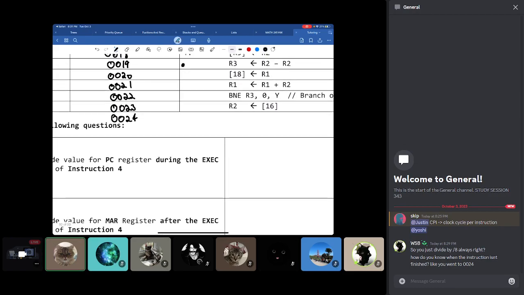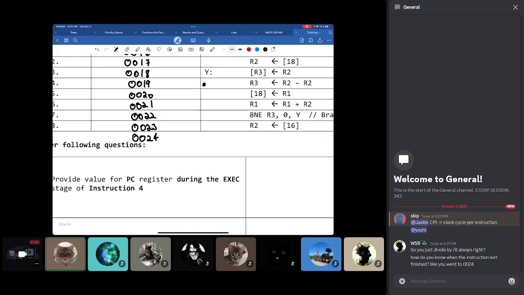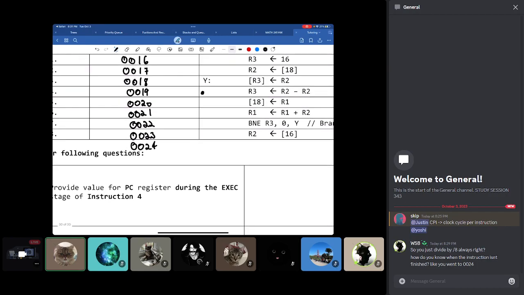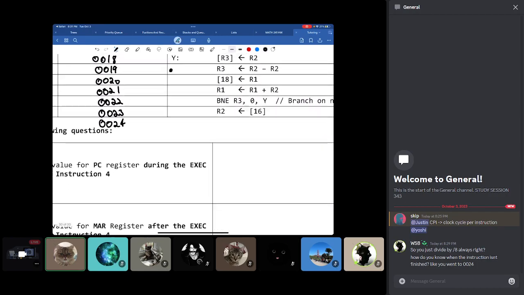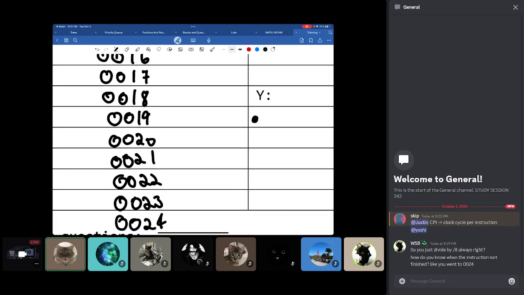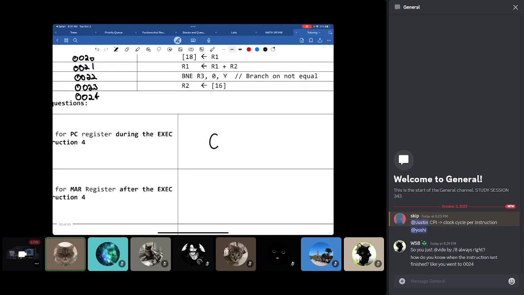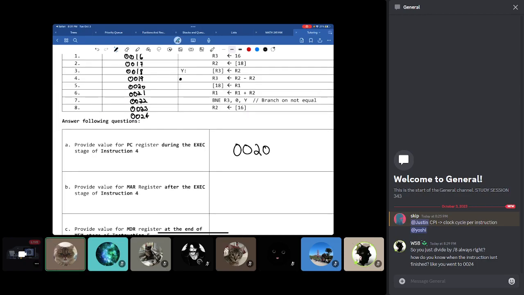So since we're already done with the fetch stage, and our type doesn't do anything with PC during the exec stage, that means that PC has already been incremented to the next instruction, which we know from our PC on the left side is 0020. So our answer is 0020. Okay.